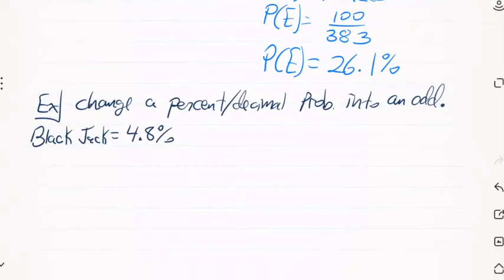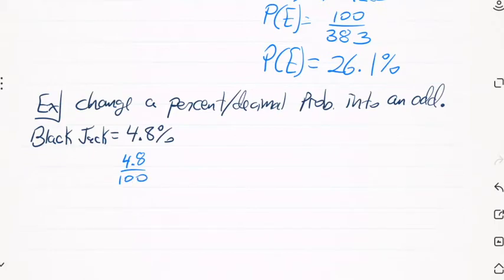In a previous video, we found that the probability of being dealt a blackjack was 4.8%. So what I want to do with that is change it into odds. So this is how we're going to change percents and or decimals into odds. The first thing I'm going to do is write it in formal percent language, which would be 4.8 out of 100.